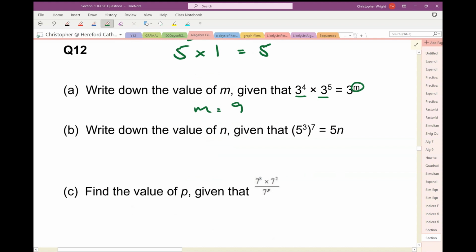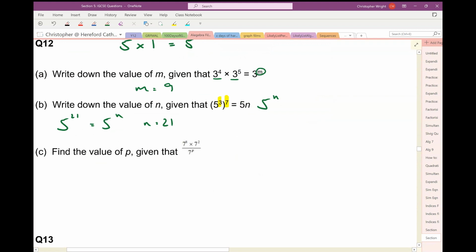Part B, write down the value of n, given that 5 to the 3 raised to the power of 7 is 5, I think that must be 5 to the power of n there, but let's answer it in both ways if we can. So that would be 5 to the power of 21, wouldn't it? So I reckon that the question means to say 5 to the power of n, in which case n would be 21. Now, thinking about it, it might be that the question isn't misprinted and they mean to say 5 to the power of 3 times 5 to the power of 7 equals 5 to the power of what?